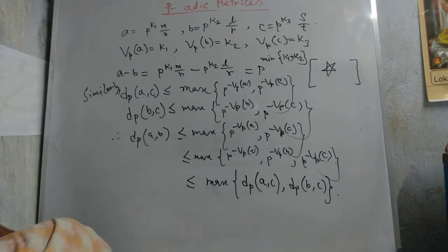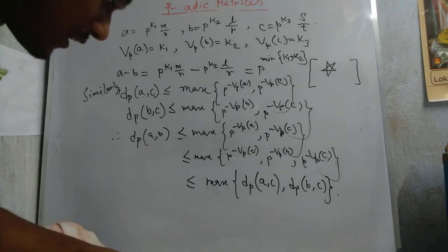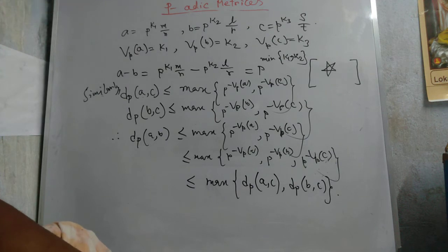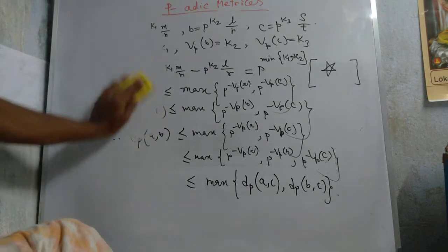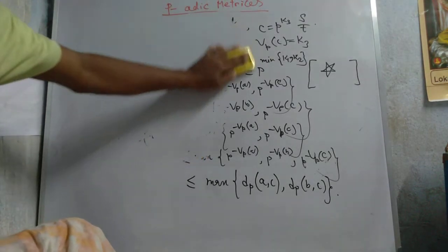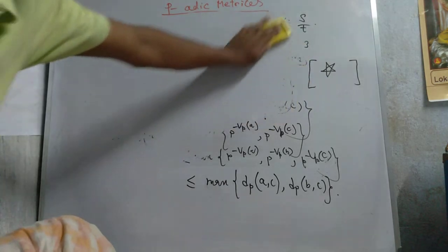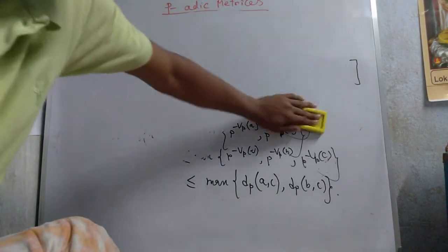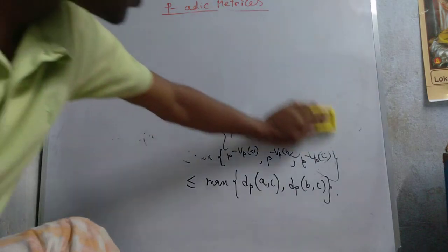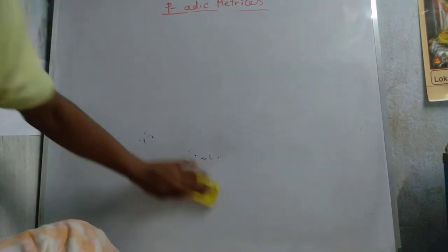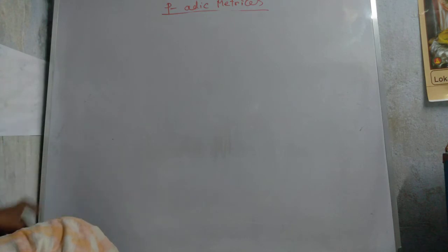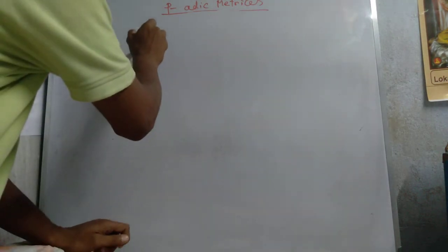another thing, that means how this one is a metric d_p. If d_p(x,y) equal to 0, then this one must be x equal to y, and x equal to y implies that d_p(x,y) equal to 0, and this one is obviously greater than or equal to 0. That means p to the power minus v_p(x minus y) is obviously greater than 0, so d_p(x,y) is greater than or equal to 0, and another one, d_p(x,y) equal to d_p(y,x). How is this one formed? This one is too easy.